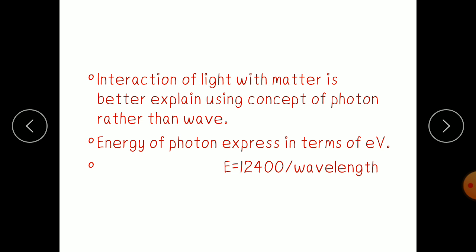So if we have to calculate energy in terms of electron volt, this is the formula. E is equal to 12,400 divided by wavelength. Okay, if any wavelength is given in angstrom and we have to calculate the energy, use this formula. With the help of that we can easily calculate the energy of that radiation.